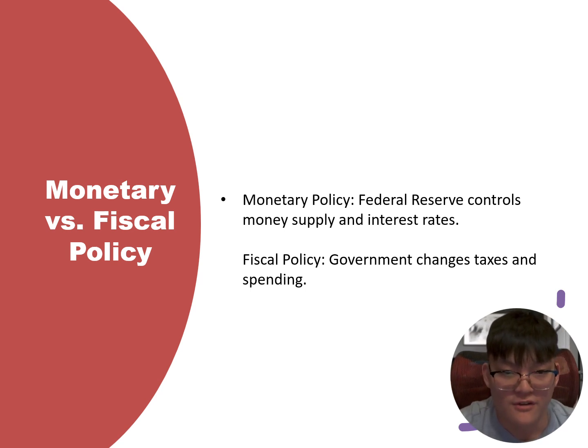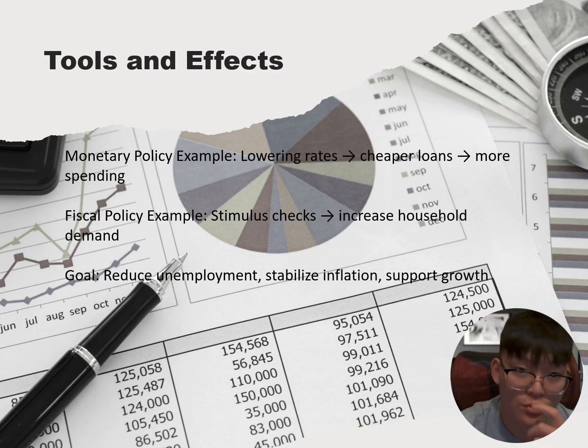Fiscal policy, on the other hand, is determined by the government through changes in taxation and public spending. During a recession, a government might cut taxes or increase spending to stimulate economic activity. During periods of inflation, it might do the opposite, raising taxes or reducing spending to cool the economy down. Both tools are meant to smooth out the extremes of the business cycle.